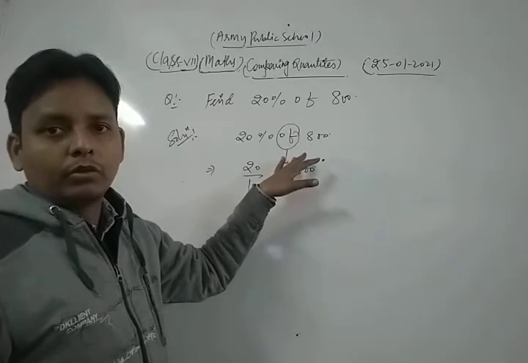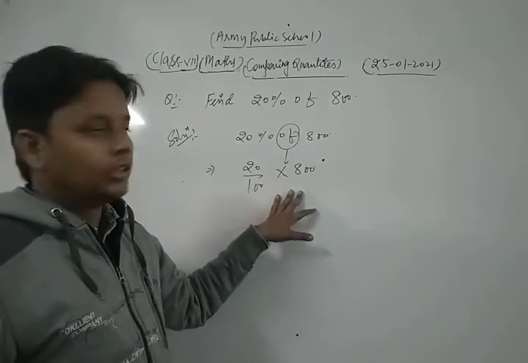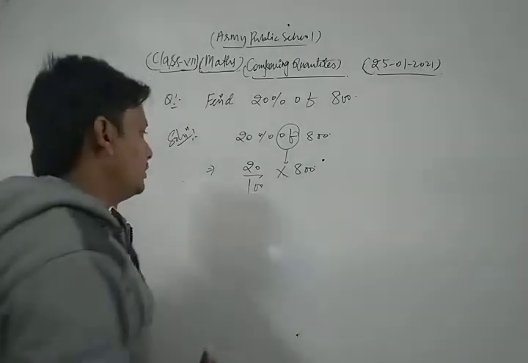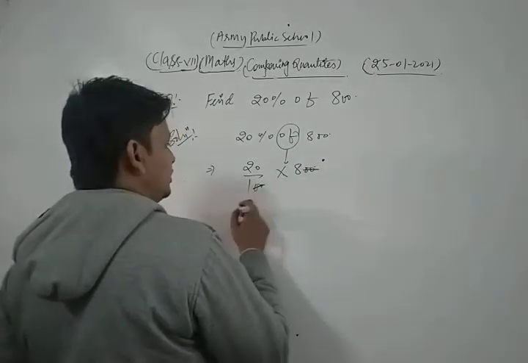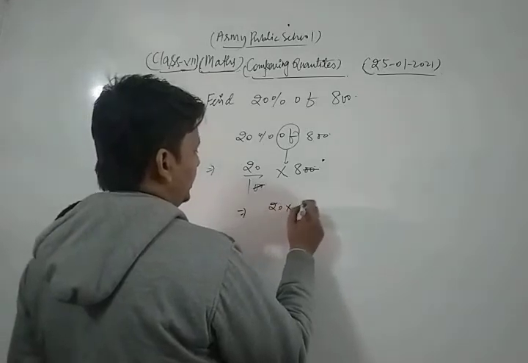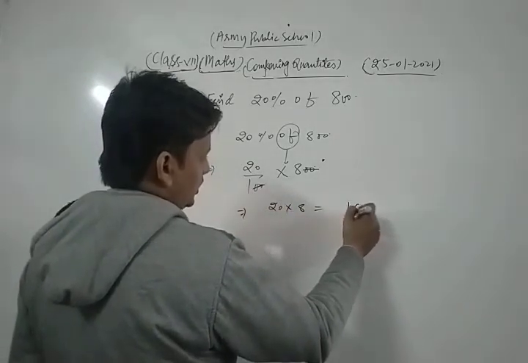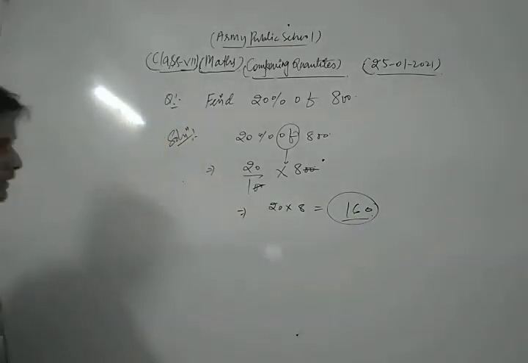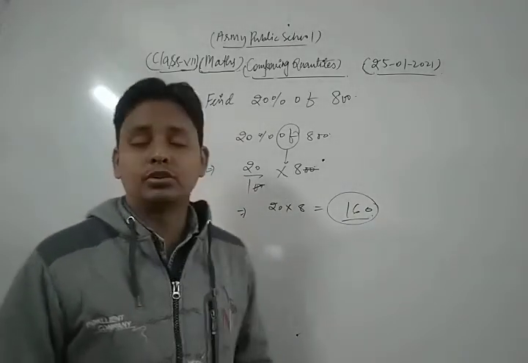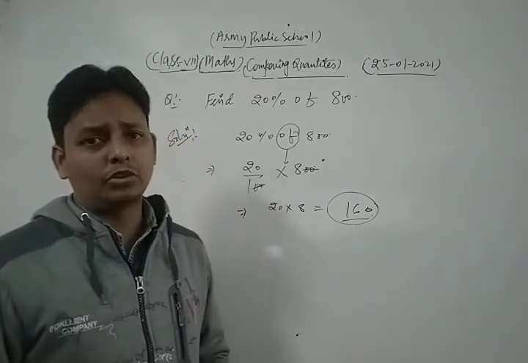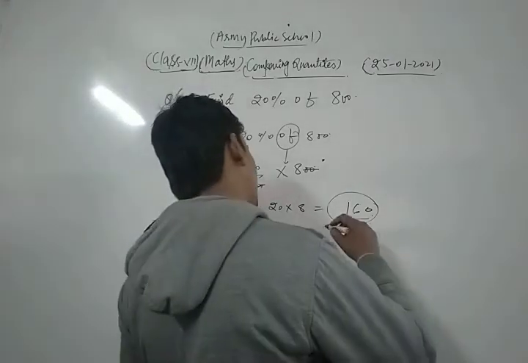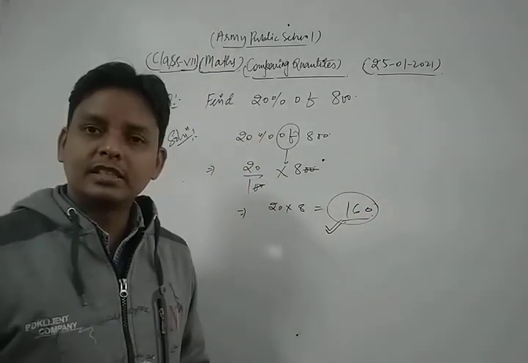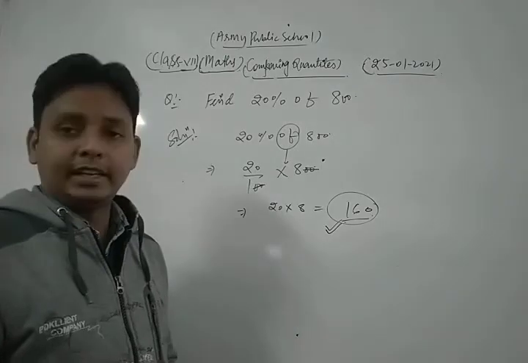The concept of "of" is multiply. So 20% means 20 upon 100 into 800. Now we simplify them. The two zeros cancel each other, so we get 2 into 8, which is 16, giving 160. Thus, in this way, the 20% of 800 is 160.